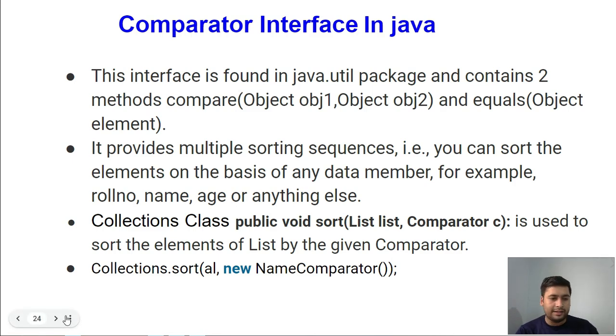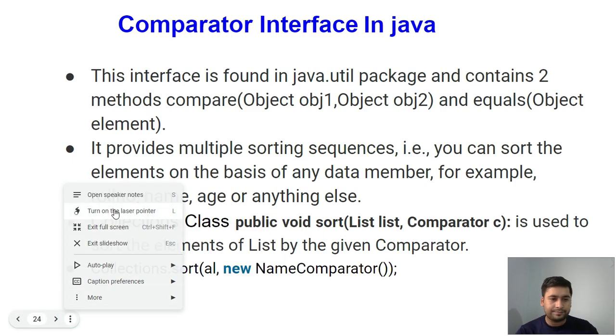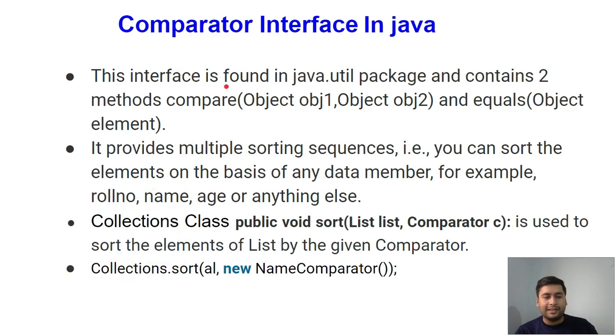This interface is found in the java.util package and contains two methods. One is compare and the other one is equals. It provides multiple sorting sequences, that is, you can sort the elements on the basis of a data member, for example roll number, name, age or anything else. Through that you can sort your object.